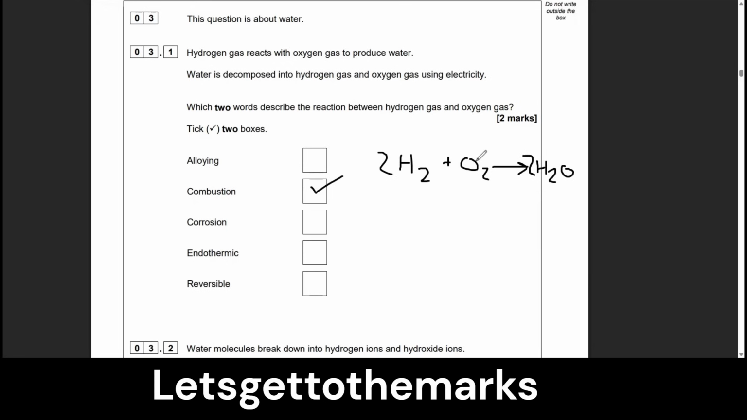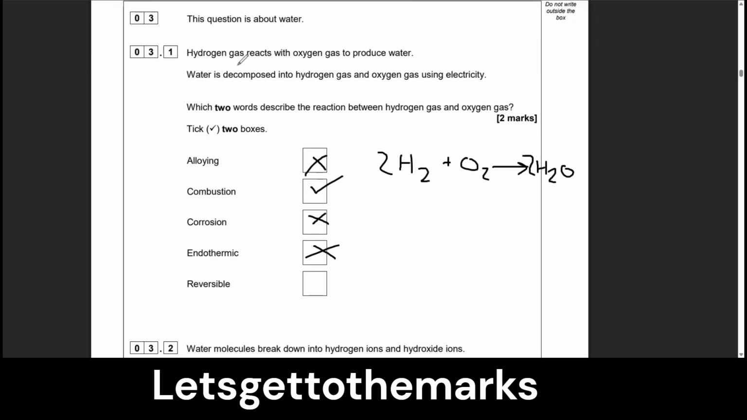Corrosion. Corrosion is the oxidation of a metal. Now, some people do put hydrogen in the metals in the periodic table. Well, it kind of has the electronic structure of metals, but we're not going to go with that. Is the reaction endothermic? Does this take in heat? No, this is a combustion reaction. It releases heat. When hydrogen and oxygen are together, you'll get light and heat released as the water is formed. So it's not endothermic.